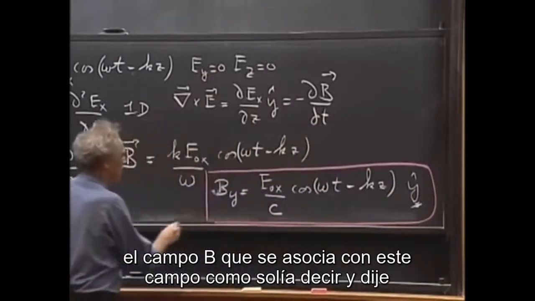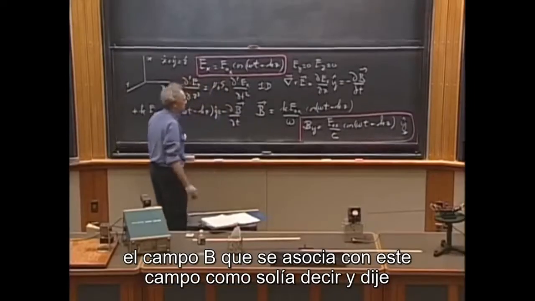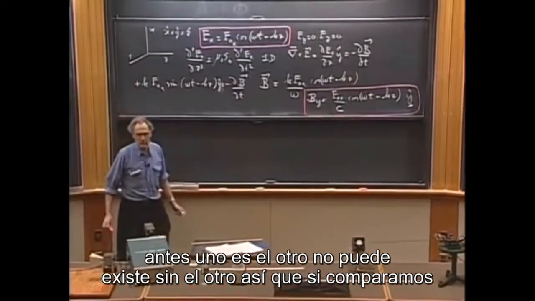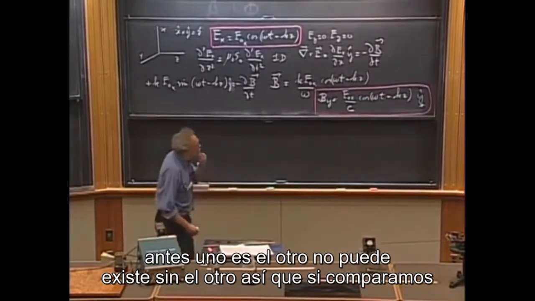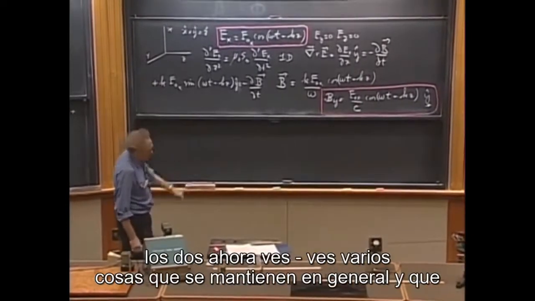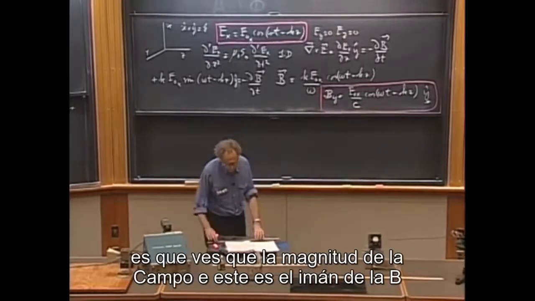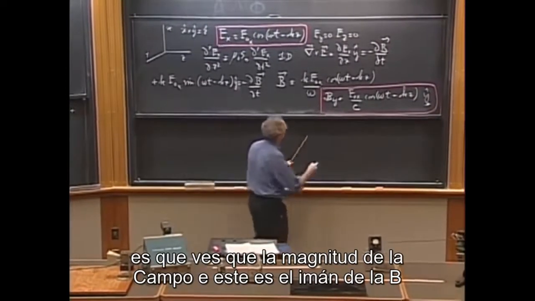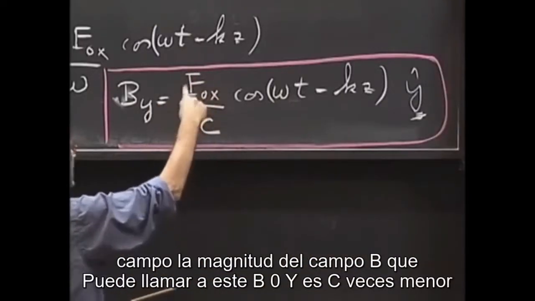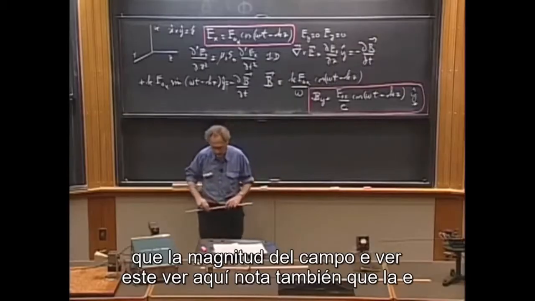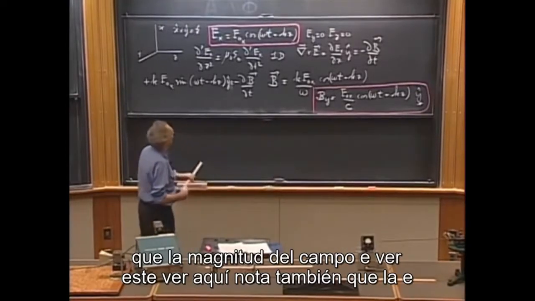And so now you have found the B field that is associated with this E field. As I used to say, and I said earlier, one is the other. One cannot exist without the other. So if we compare the two now, you see several things which hold in general. And that is, you see that the magnitude of the B field, you can call this B0y, is c times lower than the magnitude of the E field. You see the c here.